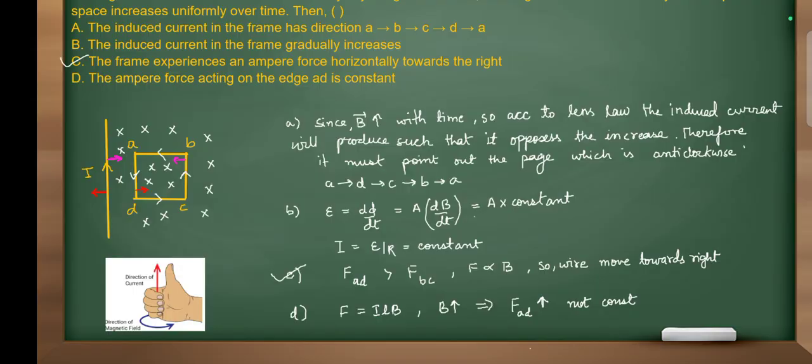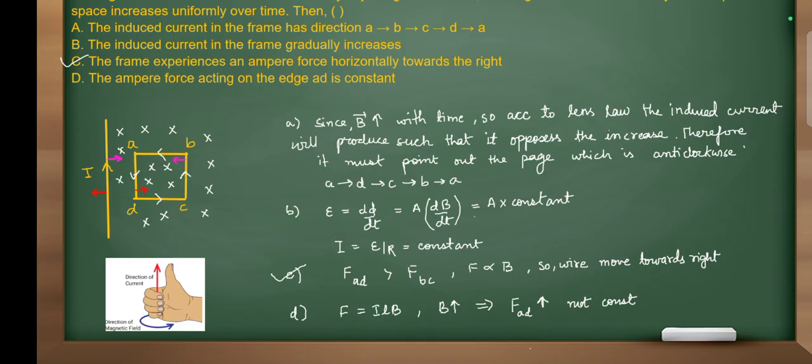Since magnetic field increases with the time, according to Lenz's law, the induced current will be produced such that it opposes the increase of magnetic field. Therefore, it must point out of the page, which is anti-clockwise direction, that is ADCBA. Here EMF is d phi by dt, which is equal to A into dB by dt. And here change in magnetic field is constant, so EMF will also be constant, and we know that current I is equal to E by R, so this value will also be constant. So option D will be incorrect, and option A is also incorrect.